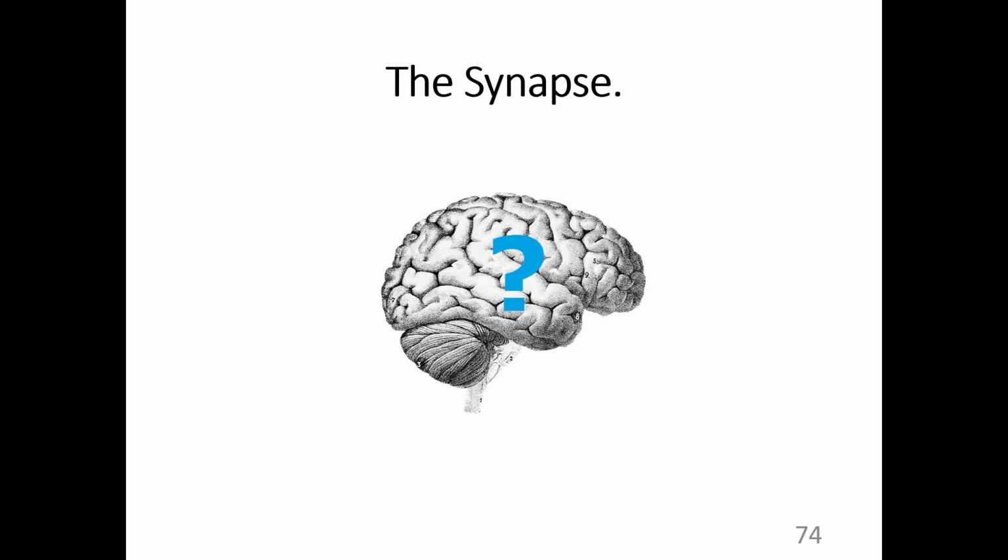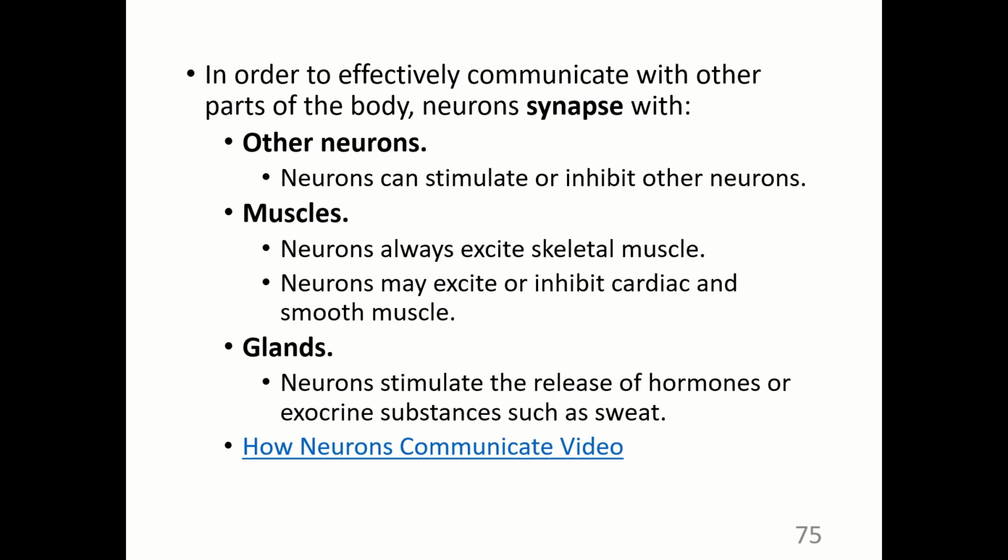All right, so the synapse is going to be where we talk about our neurotransmitters as promised. In order to effectively communicate with other parts of the body, neurons synapse with other neurons, muscles, and glands.